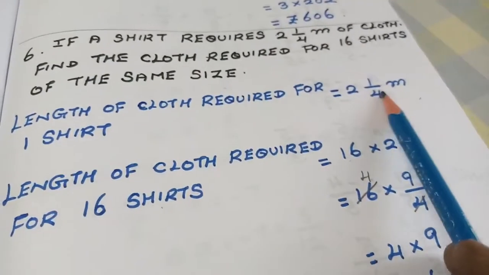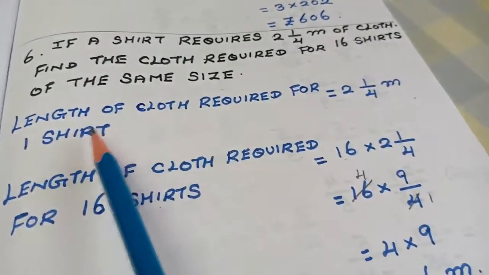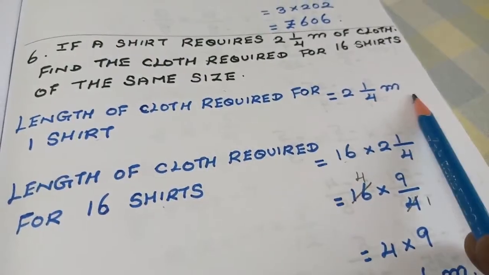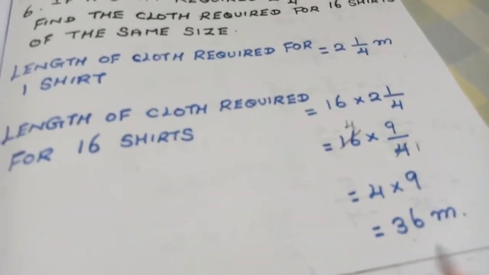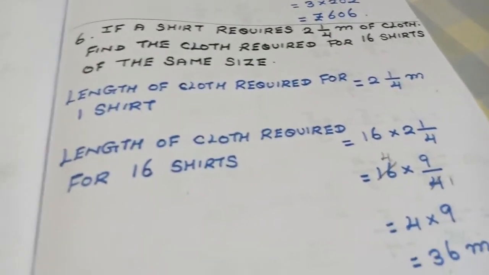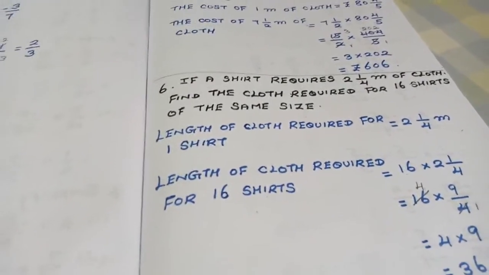For one shirt, 2 1/4 meter of cloth is required, that is the same size. For one shirt, 2 1/4 meter means for 16 shirts we require 36 meter. That is the concept of the sum. So this is the idea of exercise 4D.